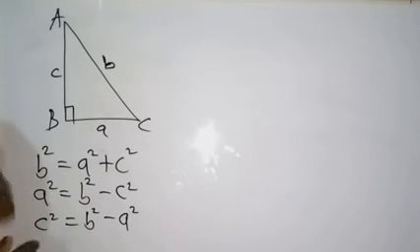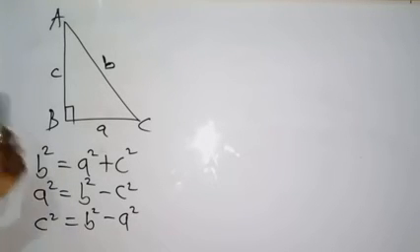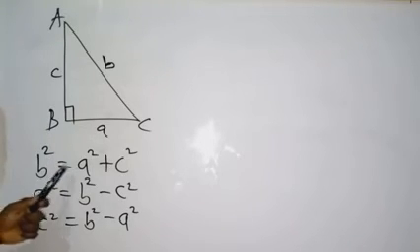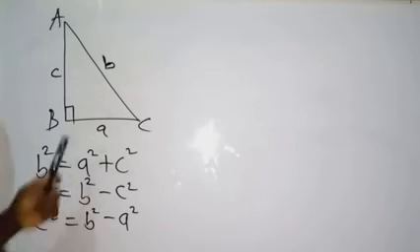Any other time you want to state the Pythagoras theorem, do not mention opposite and do not mention adjacent. You only mention hypotenuse. Square on the hypotenuse equals sum of the squares on the other two sides.